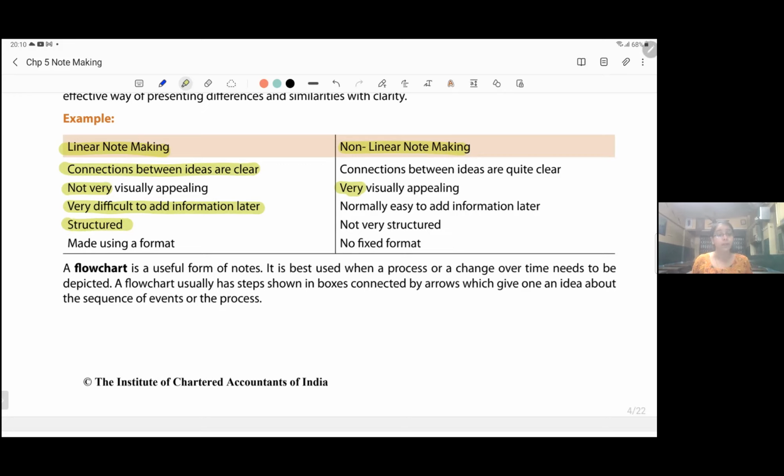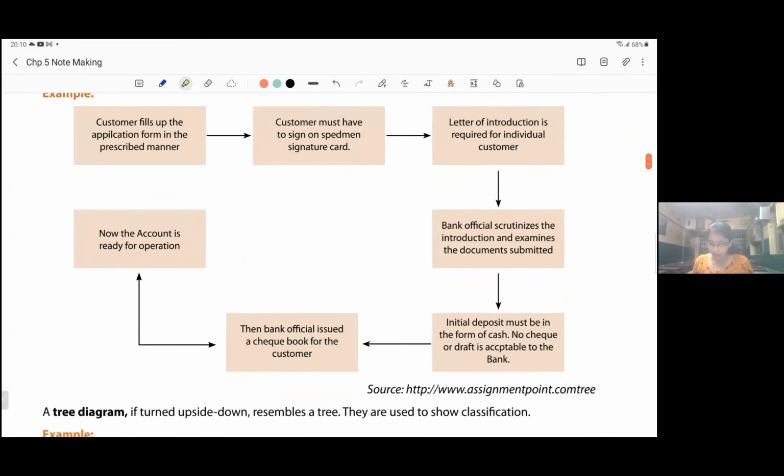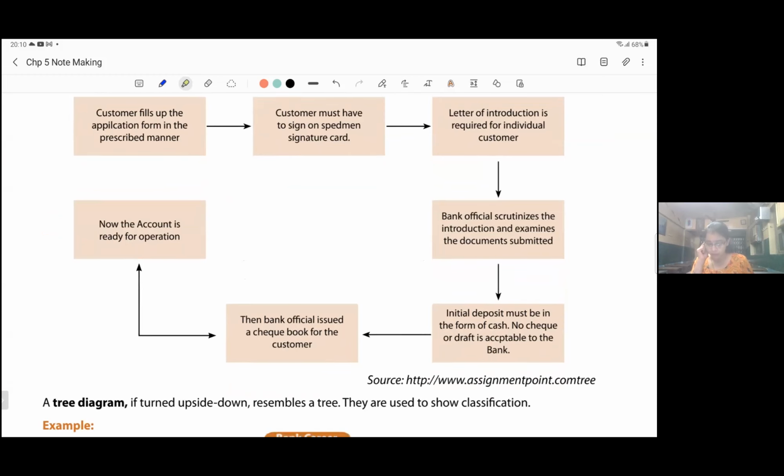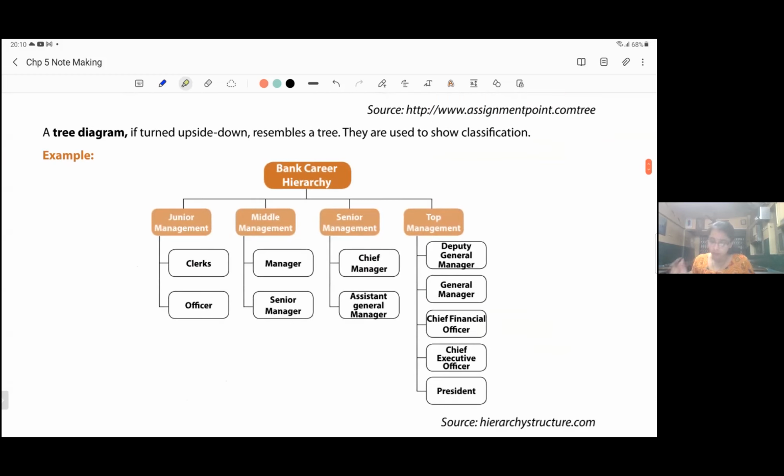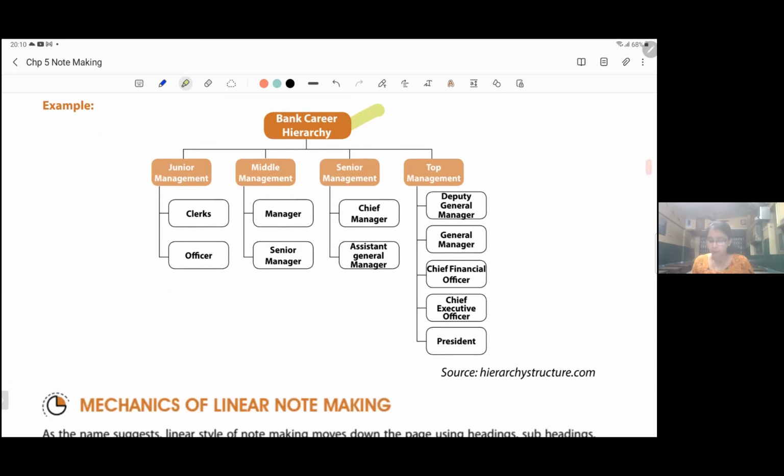Structured. There is a perfect structure that you have to follow, a format that you have to follow. But in non-linear, no perfect structure. Using fixed format, and here not a fixed format. फिर कभी वो tree diagram है, pie chart है, then you are having tabular format. There are many things, right? Your example is given, just go through it. बैंक हायरार्की दिया है यहाँ पे, जूनियर मैनेजमेंट, मिडिल मैनेजमेंट, सीनियर एंड टॉप मैनेजमेंट. उसके अंदर कौन कौन है वो दिया है.